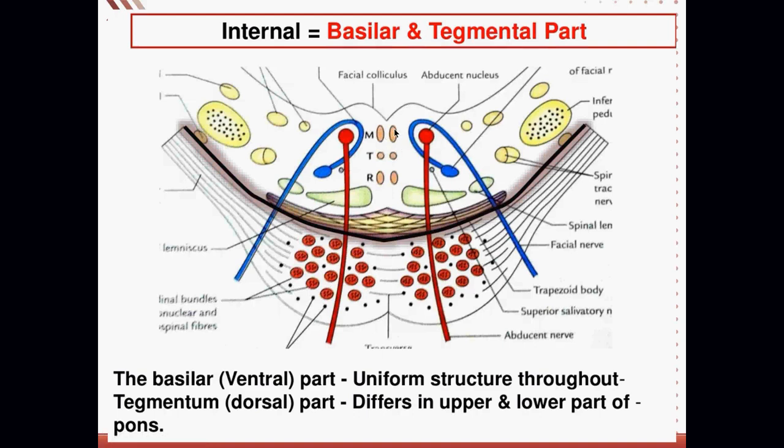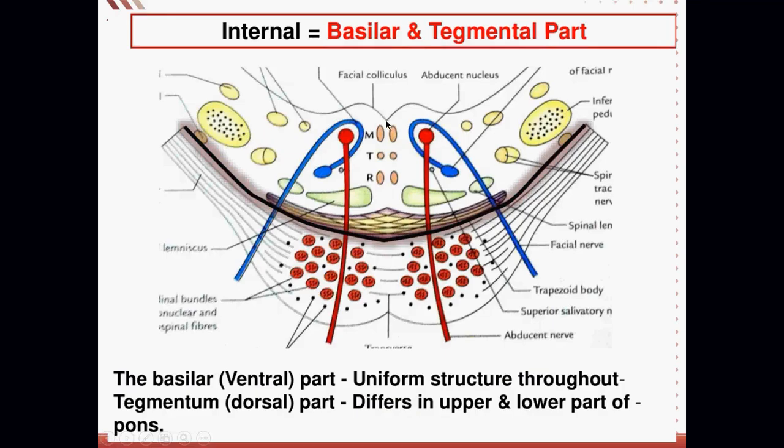It establishes a connection with the motor nuclei of the third nerve, fourth nerve, and the 6th, 8th and 11th cranial nerve nuclei. So these are the fibers of the medial longitudinal fasciculus. Then the tectospinal tract arises from the tectum of the midbrain, and the rubrospinal tract arises from the red nucleus of the midbrain and runs through the spinal cord.